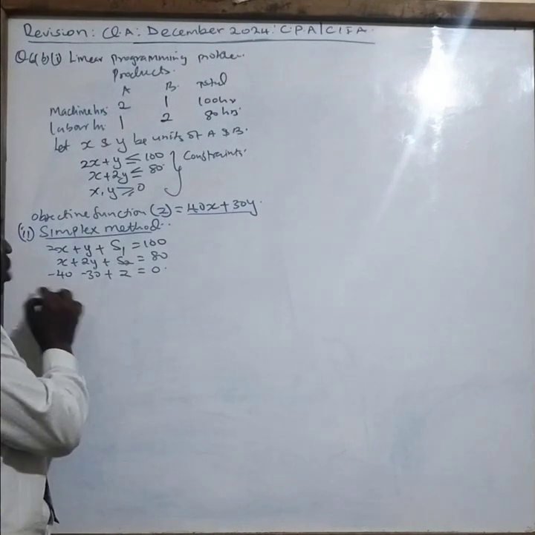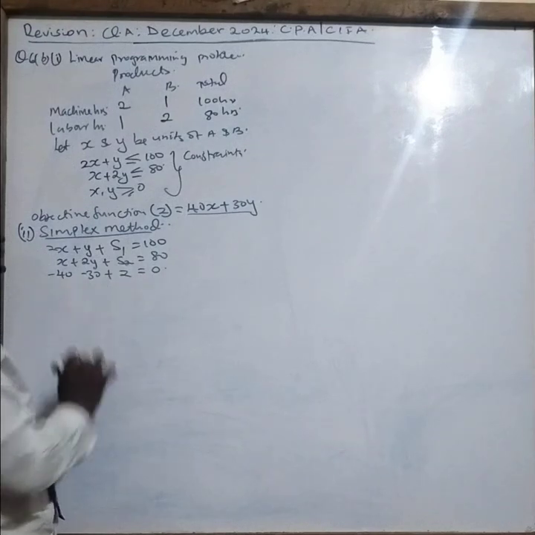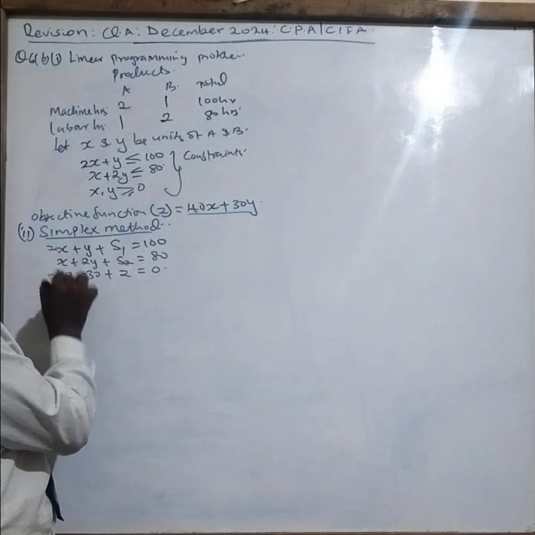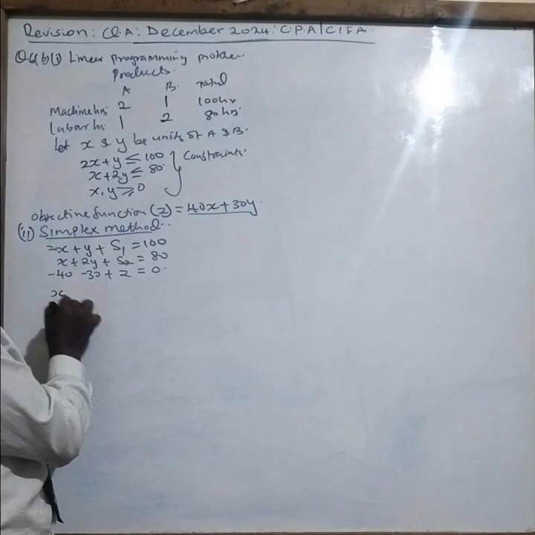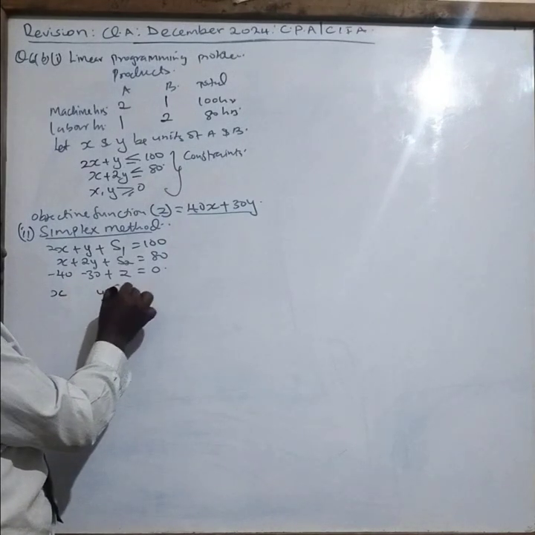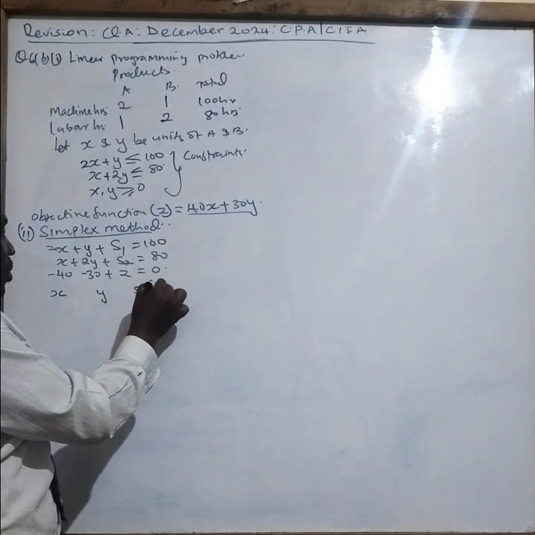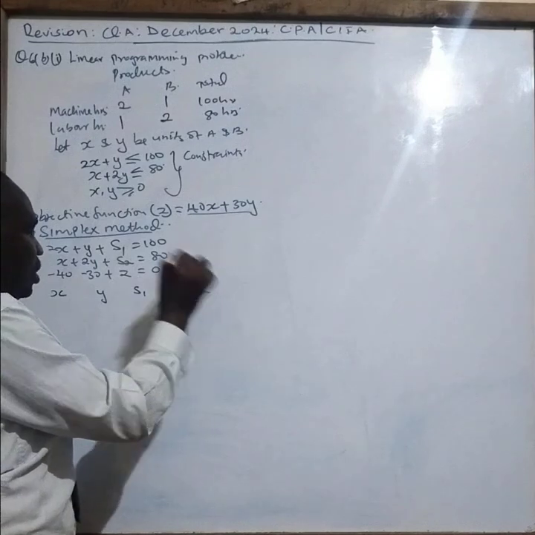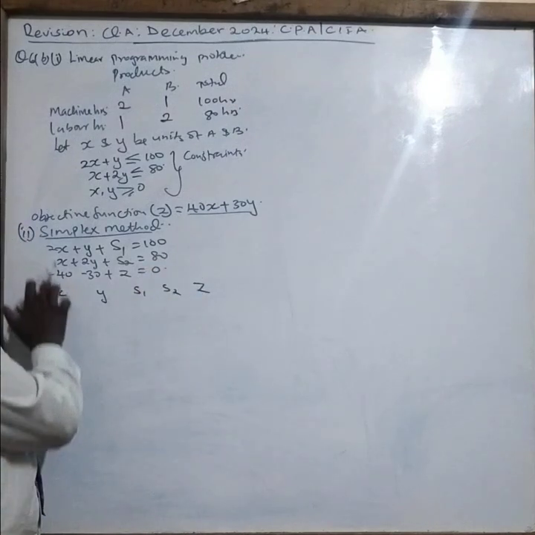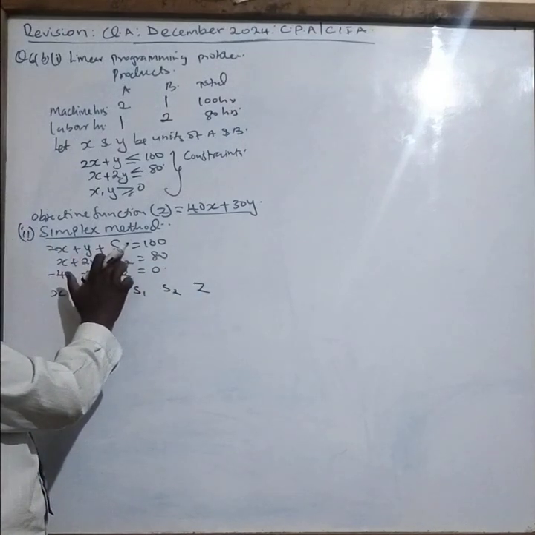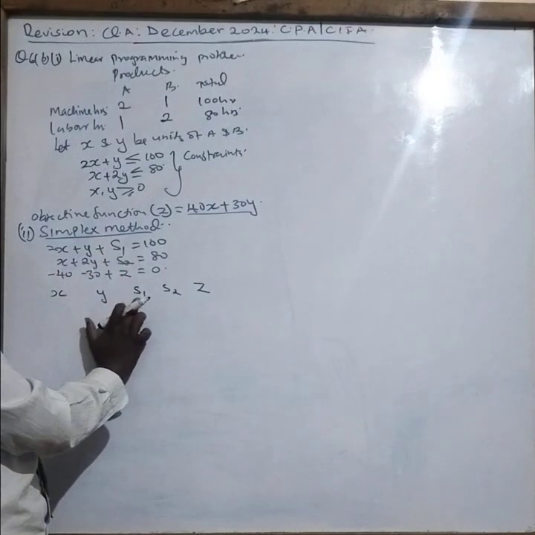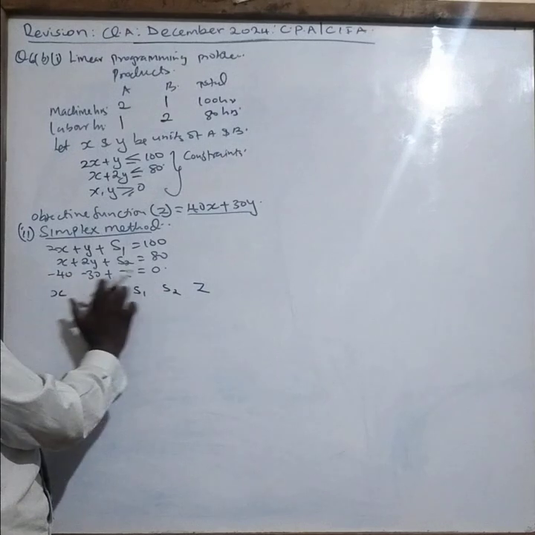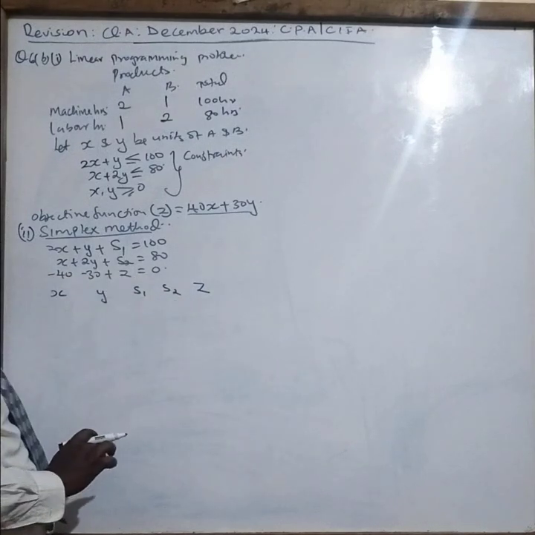Then from here, once you have this information, we now develop a table. We come up with table 1. So we say x, y, s1, s2, and z. Where is it coming from? From the first equation, we have s1. From the second equation, we have s2. And from the third equation, we have z.